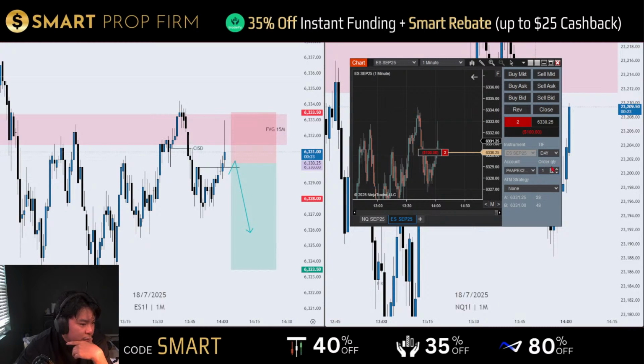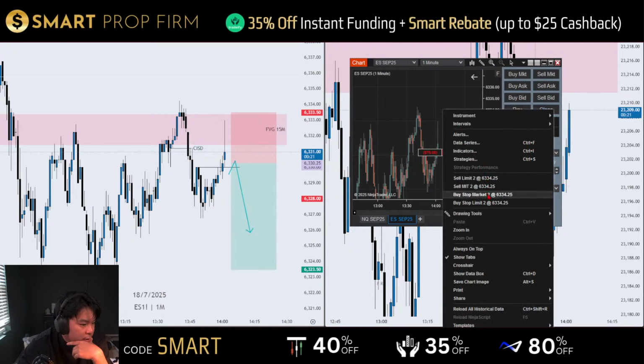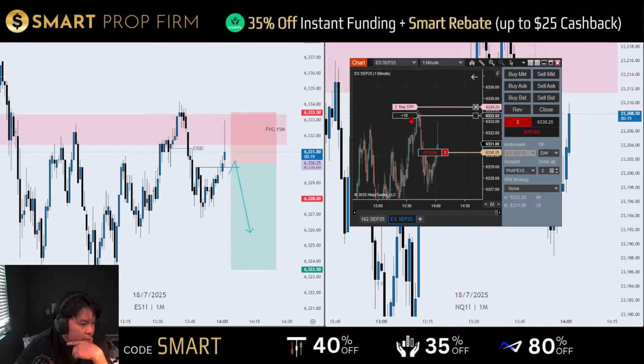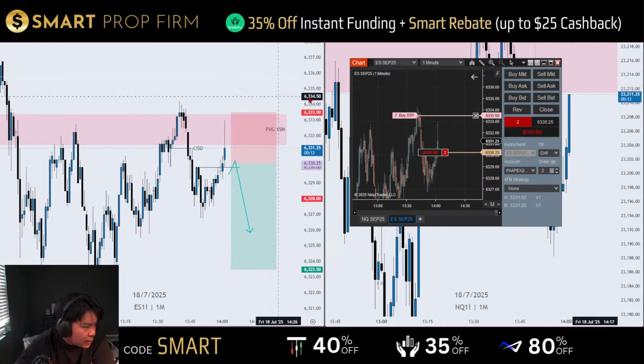Oh, this is 3 contracts. I'm tripping. What the hell? I'm gonna do it at 33.5, about a 3-point stop. If it fails, it fails. But I don't know what the hell that spike was. What took me out there?